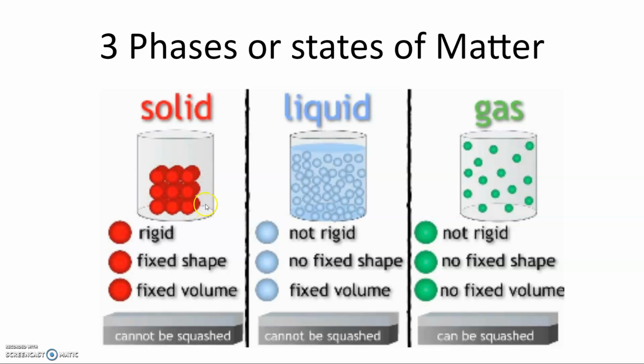But the main thing is that if you notice for the solid, the circles, or the particles, are close together and they're arranged uniformly, meaning that they're arranged in these columns and rows.